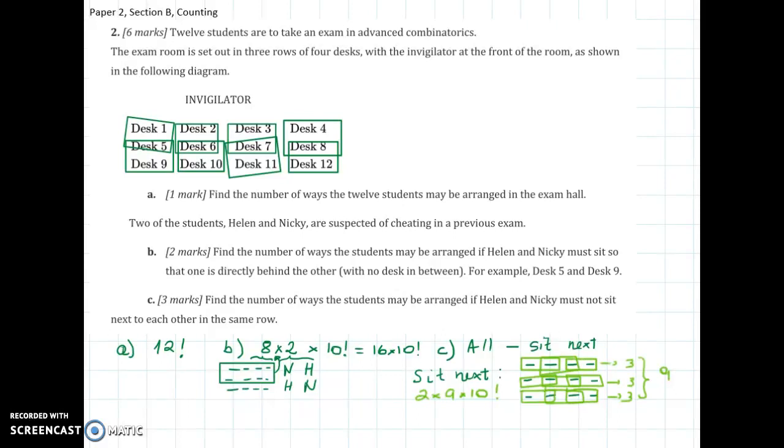So now, if we want to find how many ways they can sit if they must not sit together, we need to find 12 factorial, that's all possible ways, minus 18 times 10 factorial, and go to your calculator and find that.